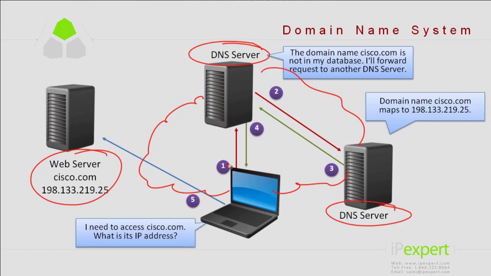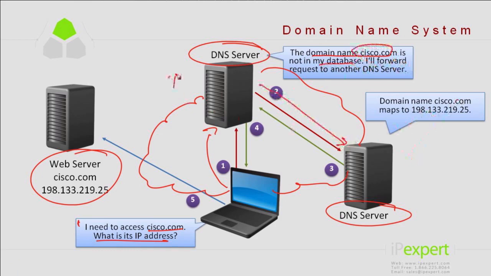So here's the situation. My computer sends a message: I need to access cisco.com. What's its IP address? That message gets sent up the line to my DNS server. The DNS server says the domain name cisco.com is not in my database. So what it has the capability of doing is sending it to another DNS server.